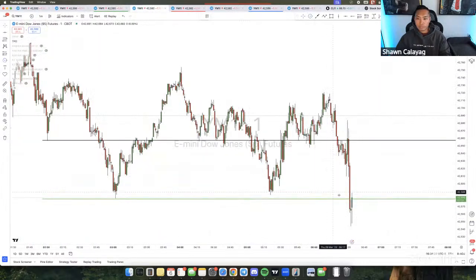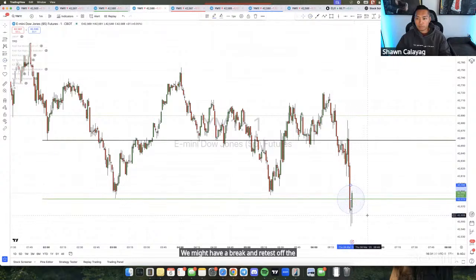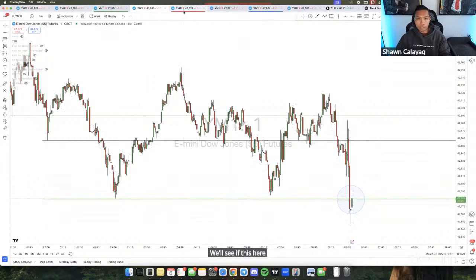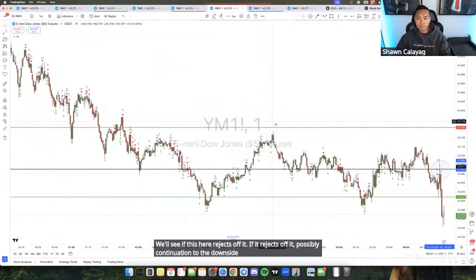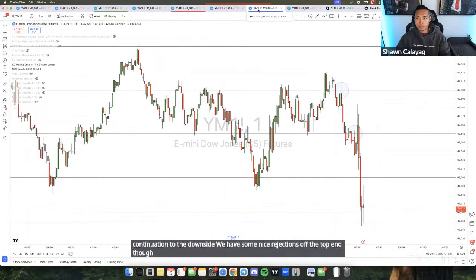We might have a break and retest off the value high over here. We'll see if this rejects off it. If it rejects off it, possibly continuation to the downside. We have some nice rejections off the top end though, so sellers are still looking good.